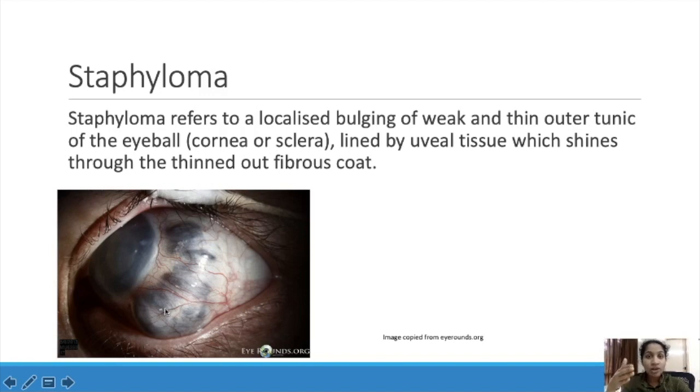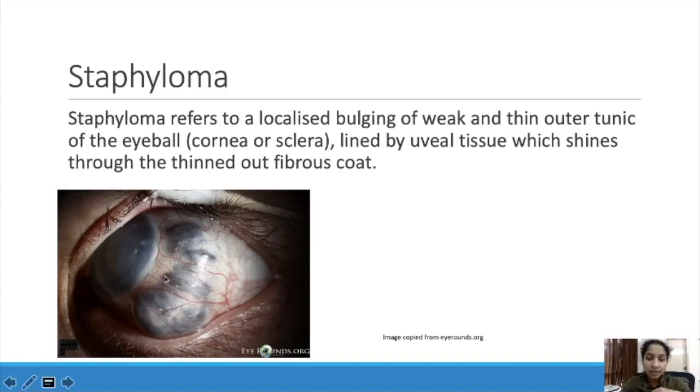Underneath that is the vascular coat of the eye, right? You all know, that is the uveal tissue. Underneath the outer fibrous layer comes the vascular layer, the uveal tissue, which shines out through the thinned out and weak portion of the outer tunic, that is sclera or cornea. That condition is known as staphyloma. So staphyloma is nothing but the outer coat of the eyeball becoming weak and thin, and the next layer becomes visible through this thin outer layer.